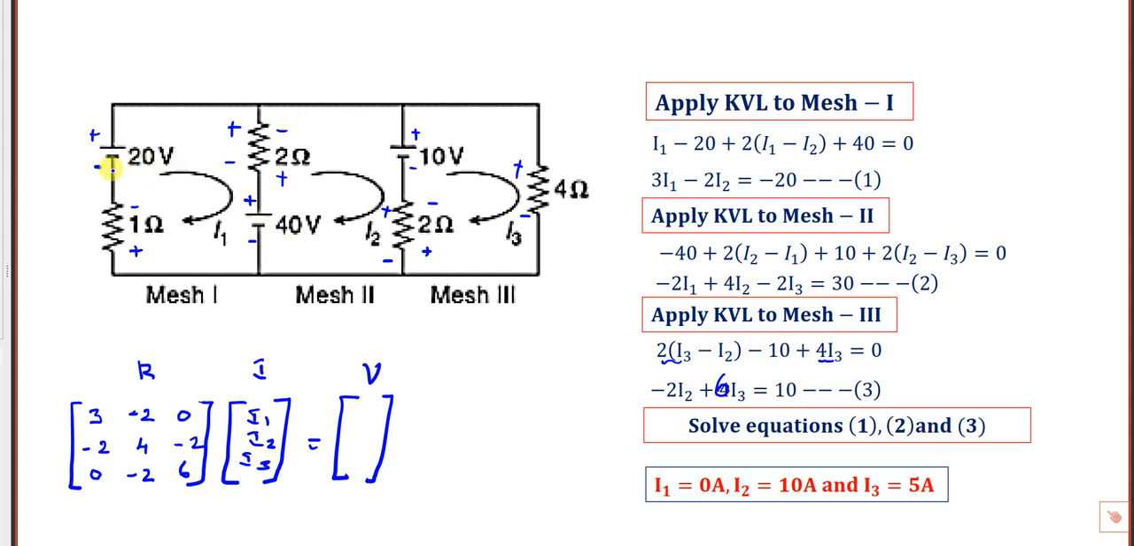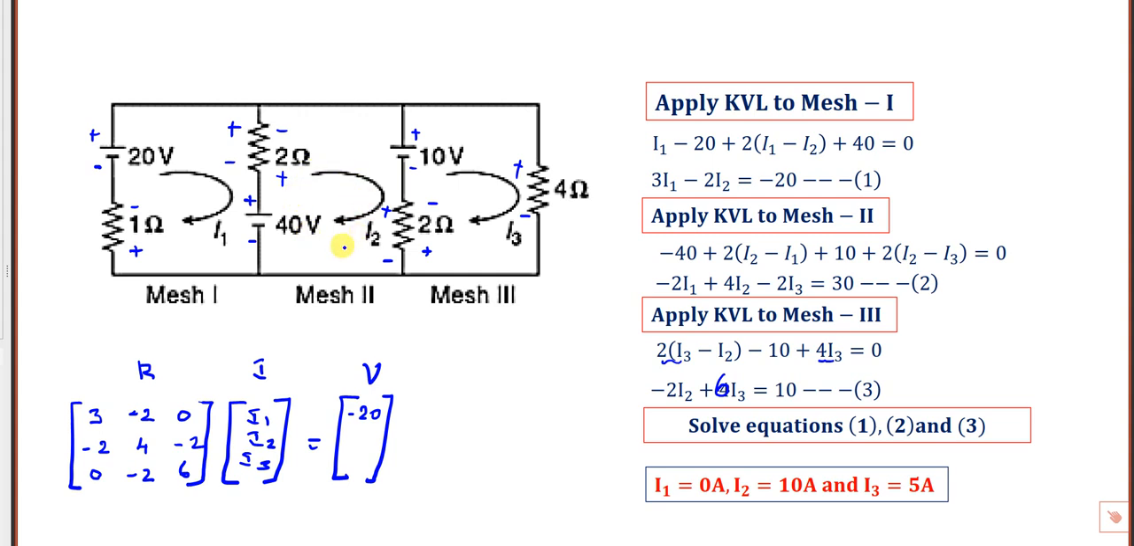While writing KVL, minus to plus, plus to minus, minus to plus, plus to minus. That we got minus 20 plus 40, it is plus 20. If you bring it to the right side it becomes minus 20. Left side, while writing minus 20 we got plus 40, so on the left side we got plus 20, which if you bring to the right side becomes minus 20.